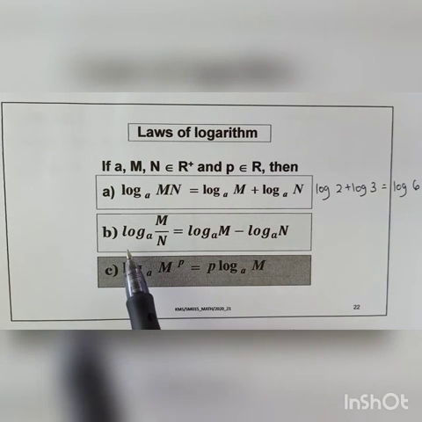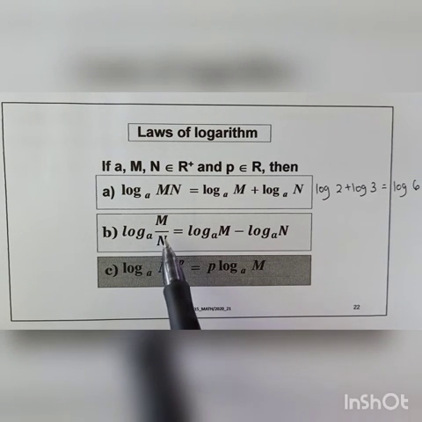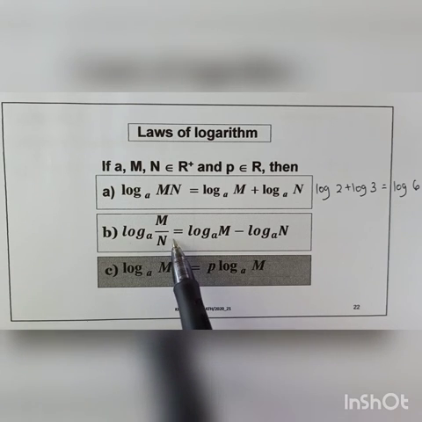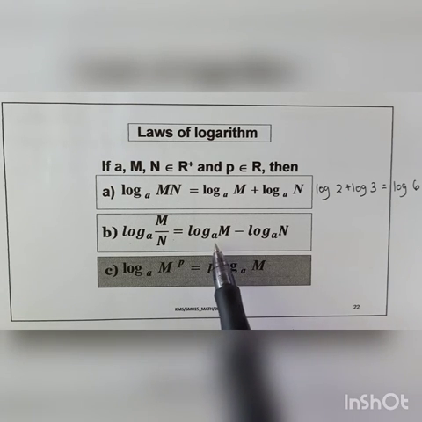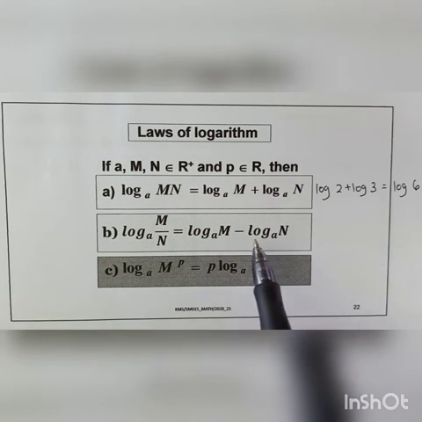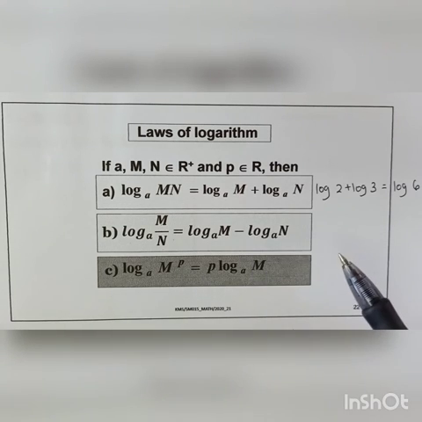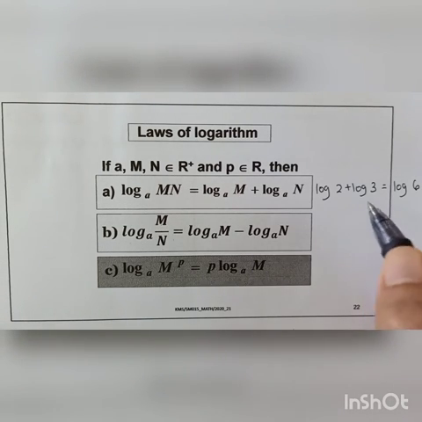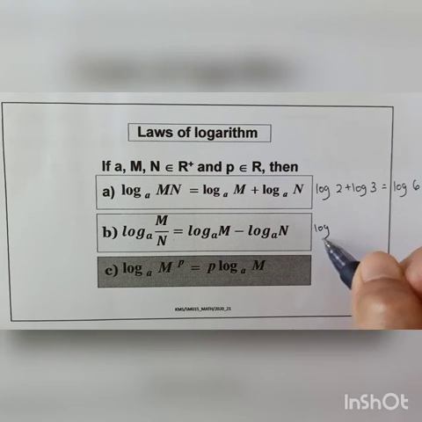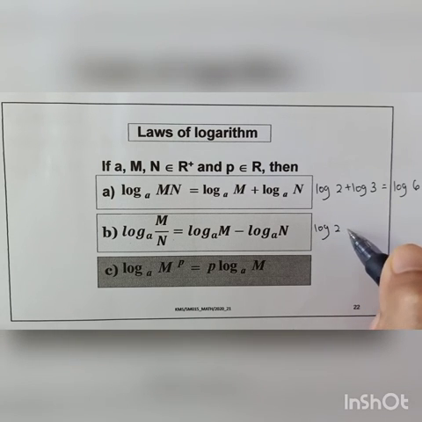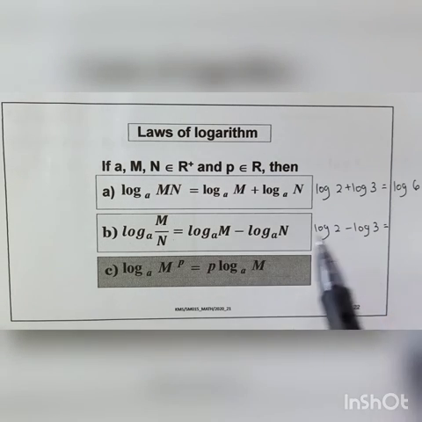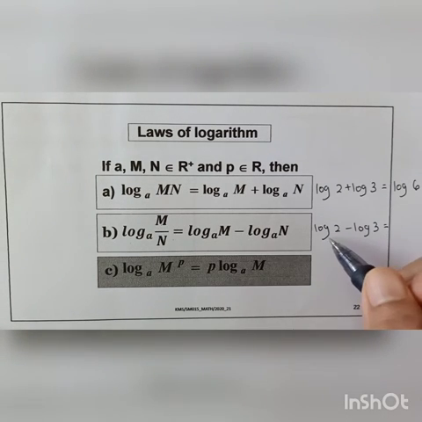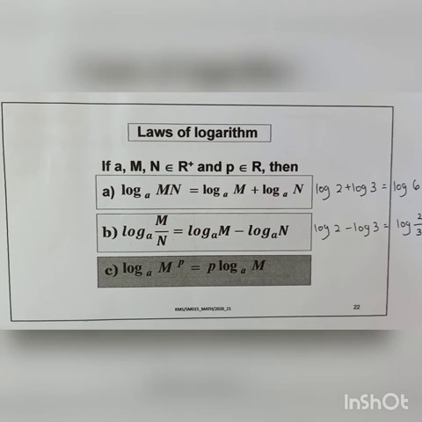For law number 2, log of m over n base a is equal to log m base a minus log n base a. For example, log 2 minus log 3. So we use this law. So log 2 minus log 3 equals log 2 over 3.